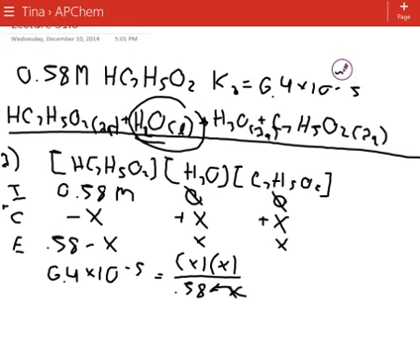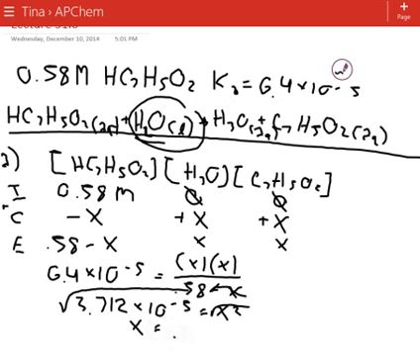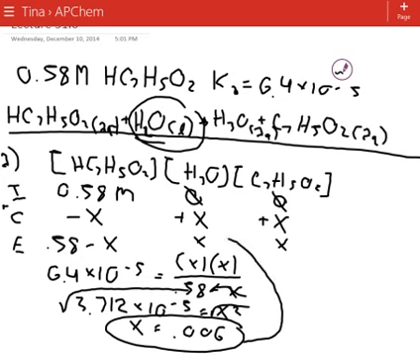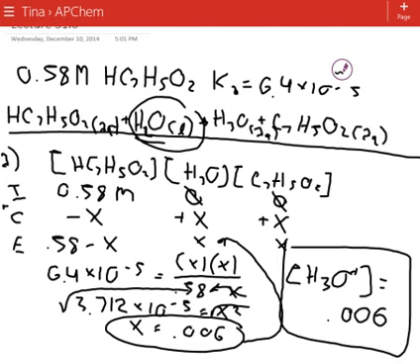So 6.4 times 10 to the negative 5 times 0.58 is 3.712 times 10 to the negative 5, and that is equal to X squared. So in order to get rid of the square, we will square root it, and X would equal 0.006. So with this X, we find the concentration of H3O plus, which is 0.006. So this is the answer for part A.